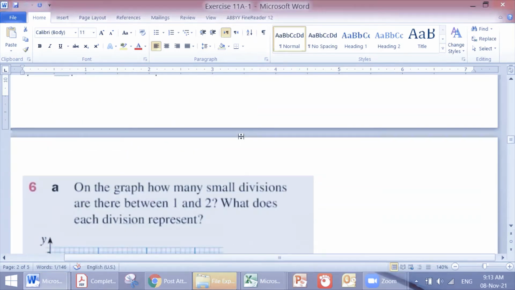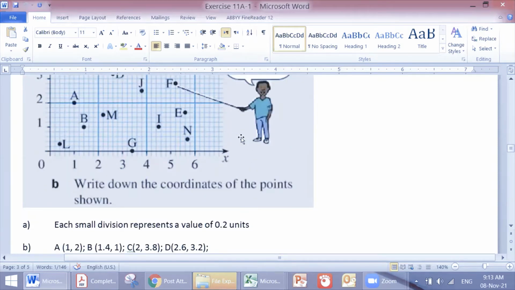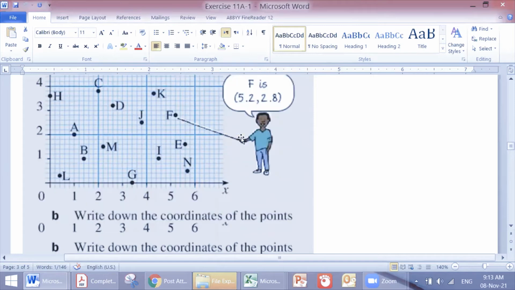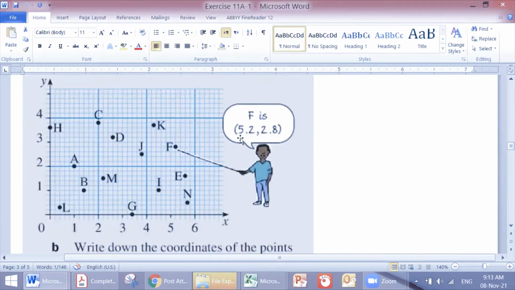Okay, and now with this one, again you have to find the coordinates of these numbers, and here you will find the small divisions. How will you find the small divisions?